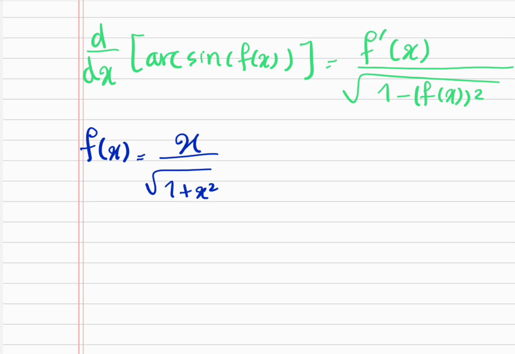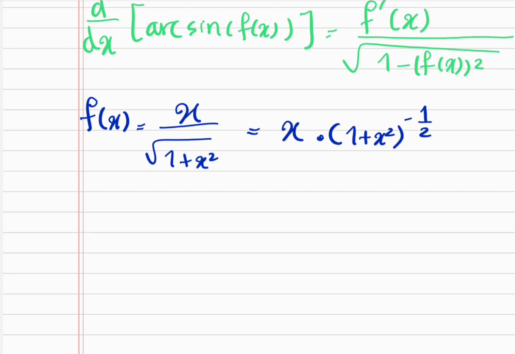So if we want to find f dash x, we can first rewrite this as x times 1 plus x squared to the power of minus a half, right? Because this way we can use the chain rule to differentiate this. Of course, we could use the quotient rule as well, but I think the chain rule is probably quicker. So the chain rule and the product rule, obviously.